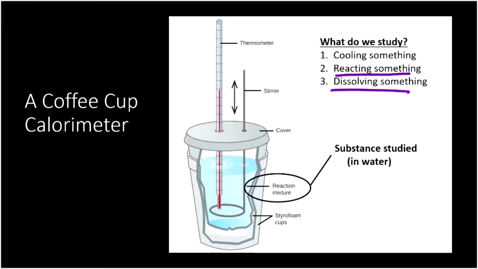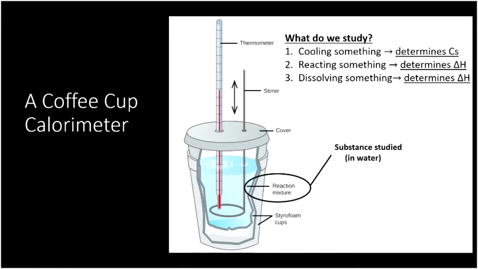So what do we get out when we study these things? Well, if we study cooling something, or even heating something up, you could do the reverse, typically what we're going to be getting out is the heat capacity. And that's what we'll actually calculate in this lesson. Or you could get the enthalpy. Remember, delta H is the enthalpy of a reaction. It's the heat released at constant pressure. And we could determine the enthalpy of a reaction with our calorimeter. We could determine the enthalpy of our dissolution process. So these are the kind of things we can find out with calorimetry.